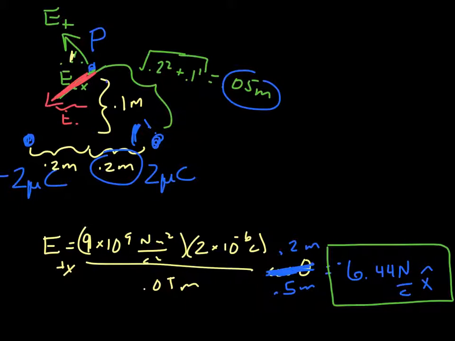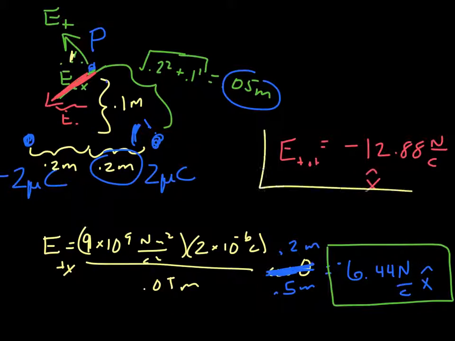I'd also like you to verify that the y components cancel. So if you get this, your total electric field, E total, is equal to negative 12.88 newtons per coulomb in the x-hat direction, which means it's going to the left. This is an example using symmetry, using vectors, breaking things up into components. Again, always use this distance. Always use the actual distance. Don't break it up.